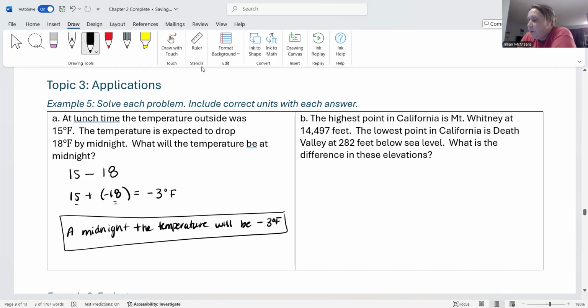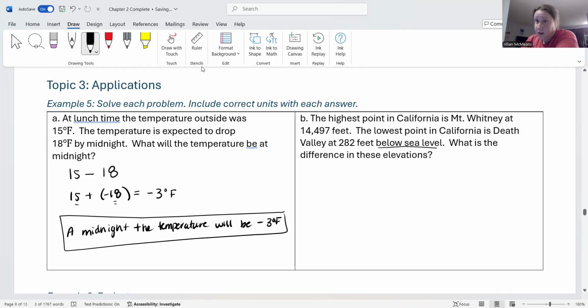Okay? Now, part B is going to be one of the weird situations. The highest point in California is Mount Whitney at 14,497 feet. The lowest point in California is Death Valley at 282 feet below sea level. What is the difference in these elevations?